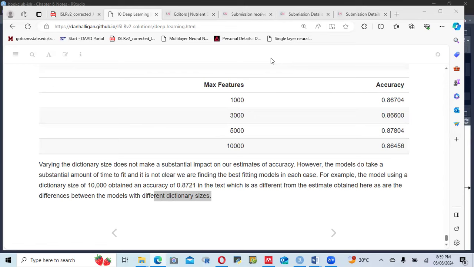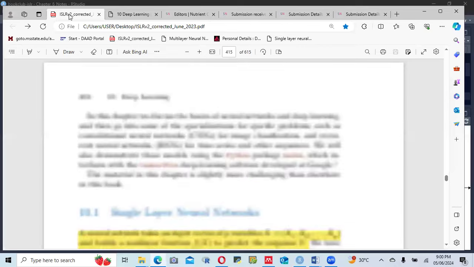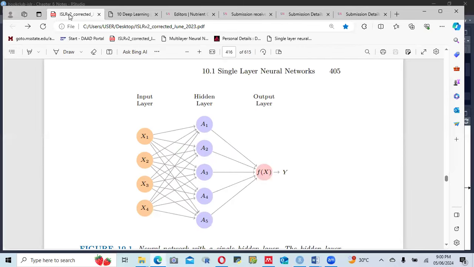I think the main thing I learned from this chapter is that it seems like the neural net, the hidden layers, act as their own feature extraction or feature creation mechanisms. Whereas in the other models that we've used in the other chapters, you've got to do it yourself. Yes.